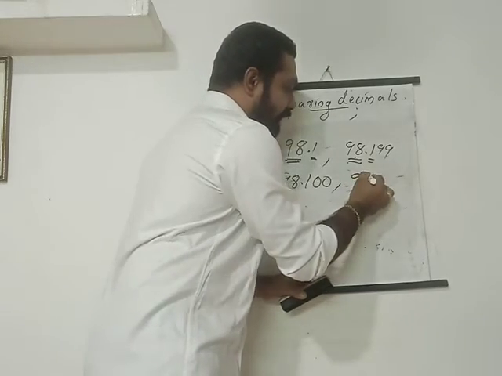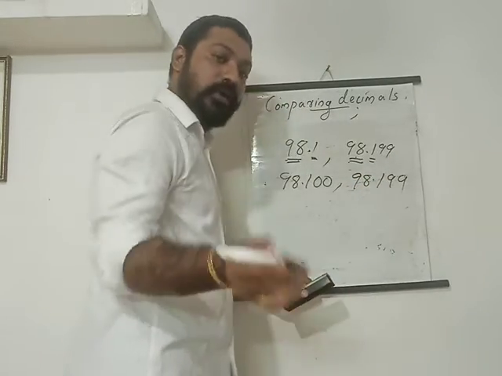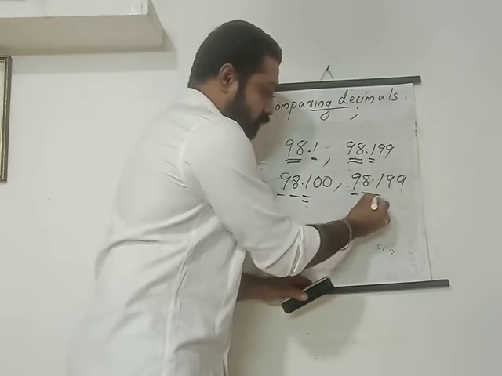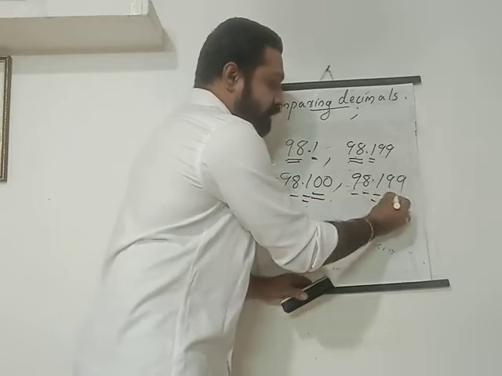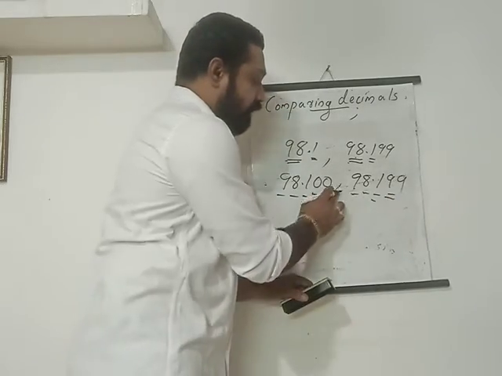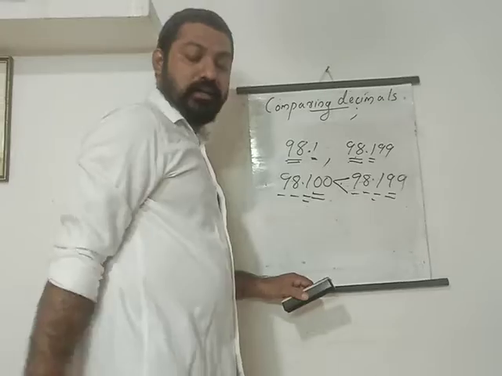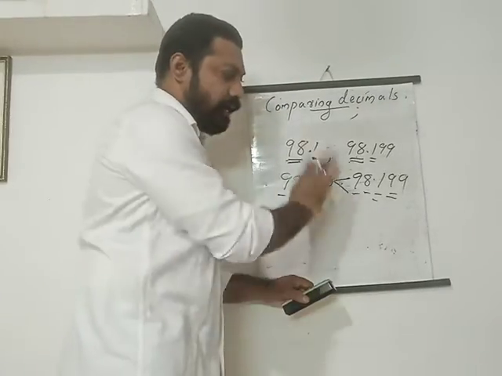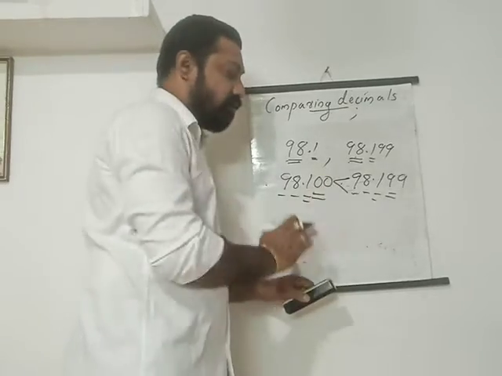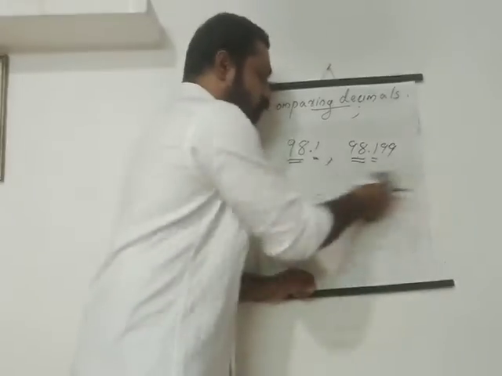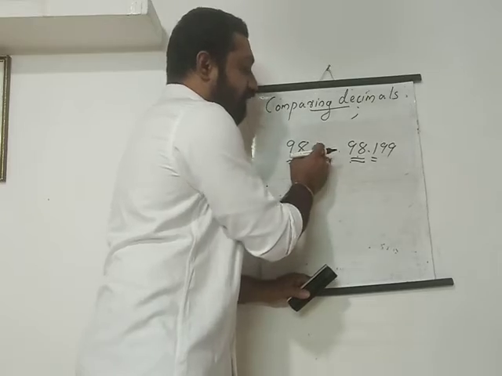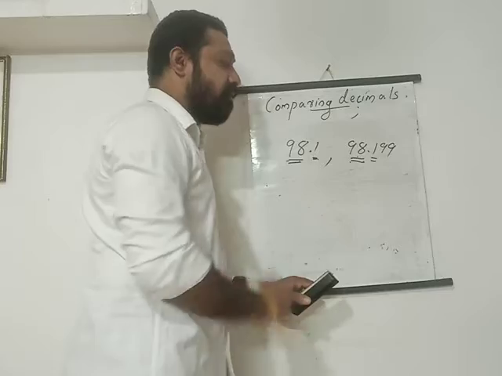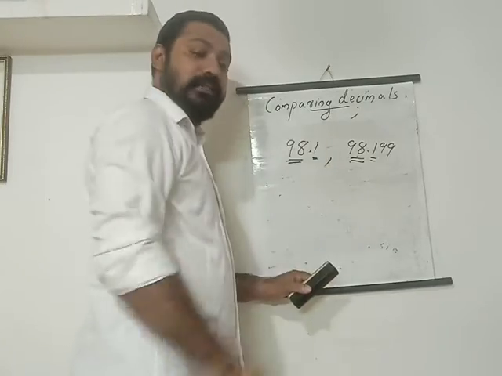And this number is 98.199. Now you can compare: 9, 9, here 8, here 8. After the point 1 here, here also 1. Then go to the next place. Here only 0, here 9. So this will be the greatest one, 98.199. If you got an unlike fraction, just put a 0 and make it a like fraction. If you understand it in this way, no problem. 98.1 means after this one there is a 0, then you can easily do it. This is the way we compare decimals.